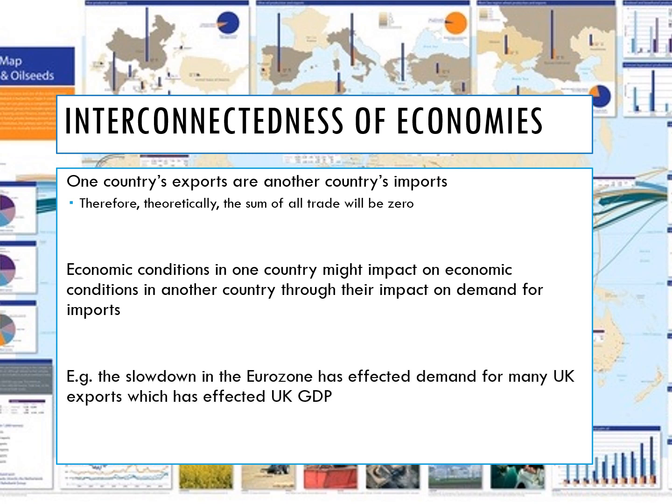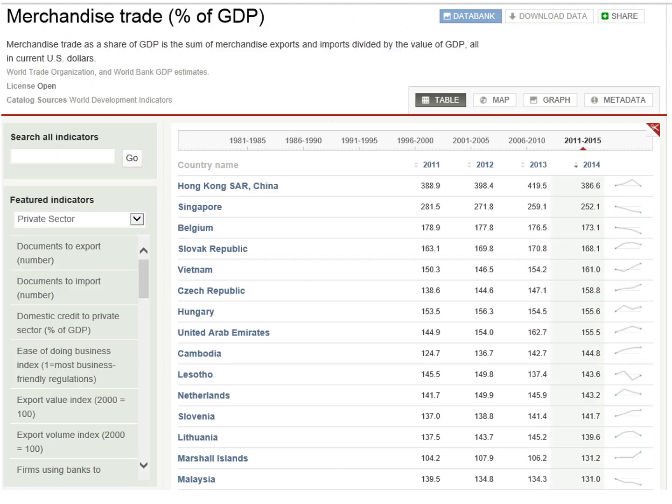For example, the slowdown in the Eurozone has affected demand for many UK exports, which has affected the UK economy and UK GDP. Here's a snapshot of some countries that have a high level of trade compared to the size of their economy. So these countries are particularly connected with other countries around the world. They're very dependent on trade as a percentage of their GDP.